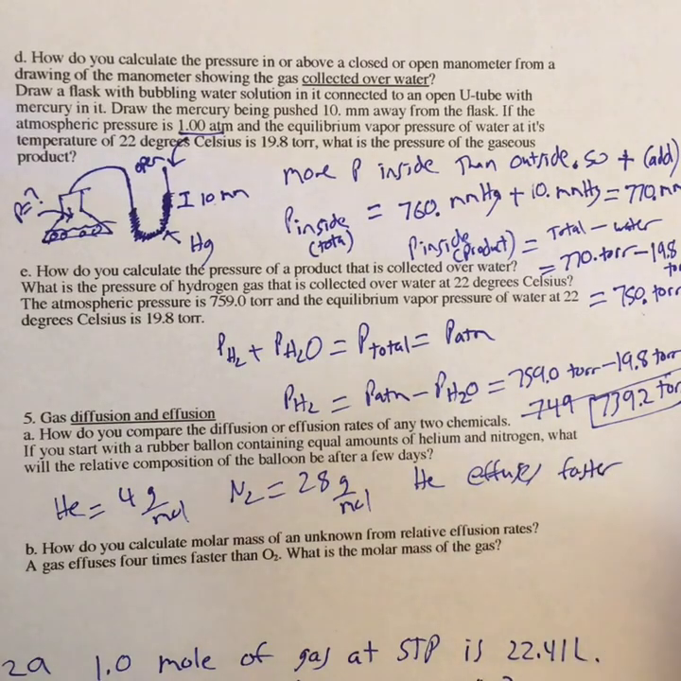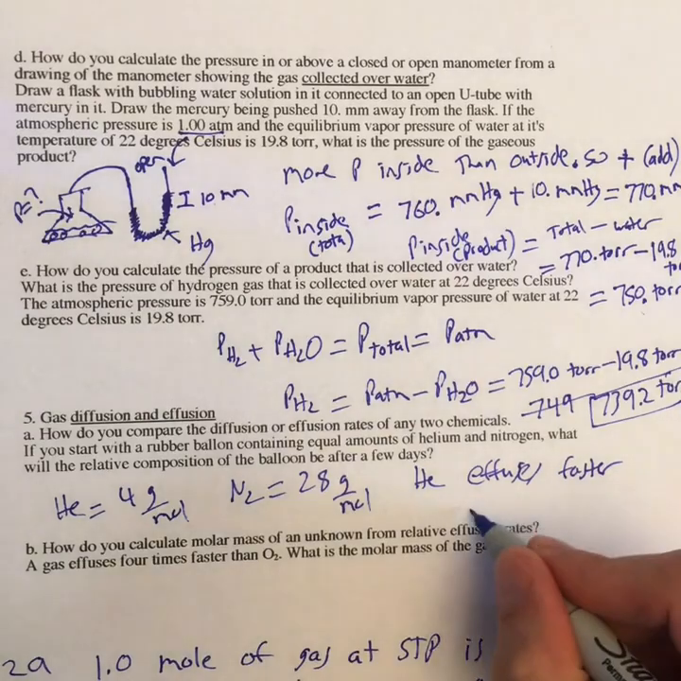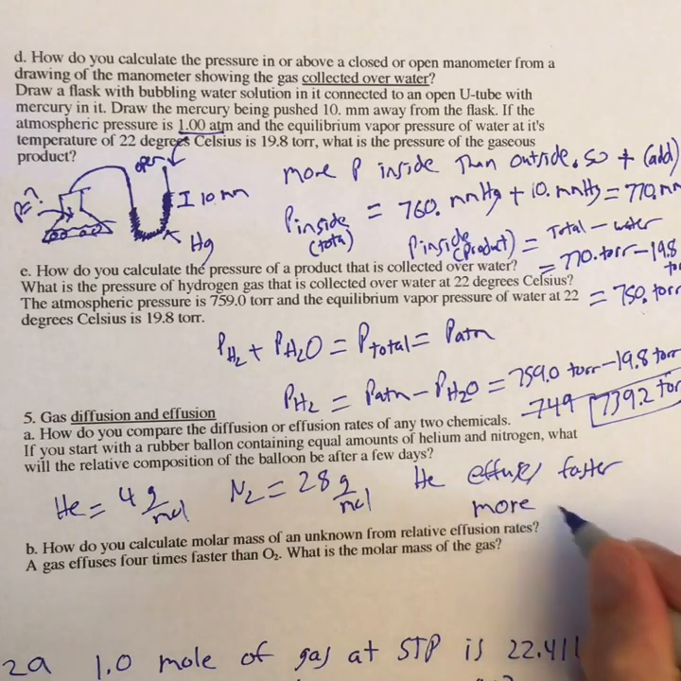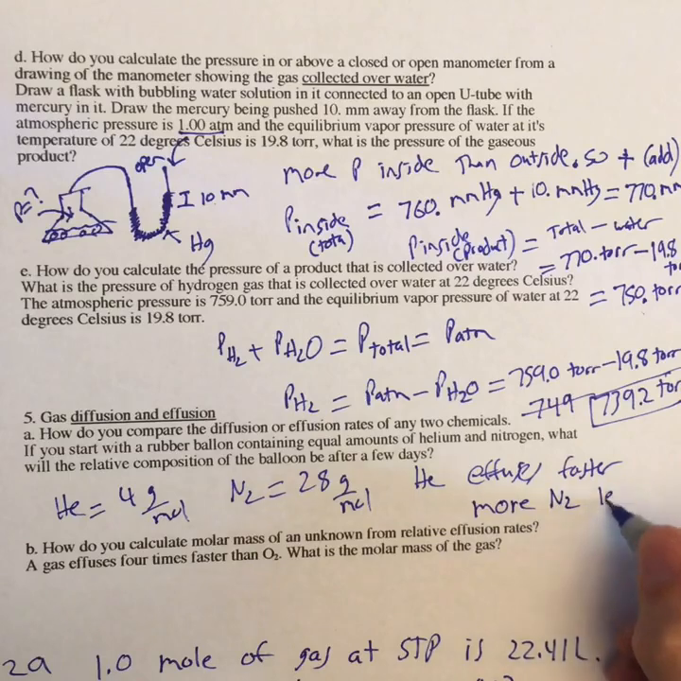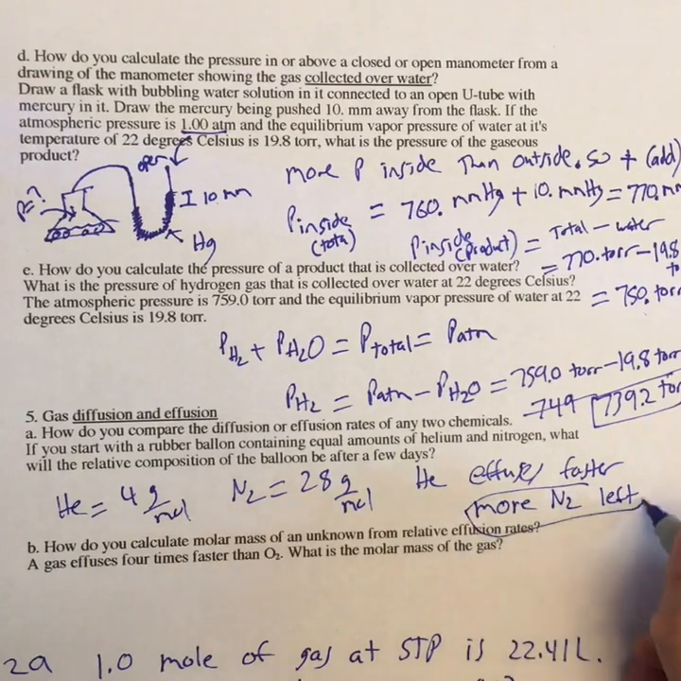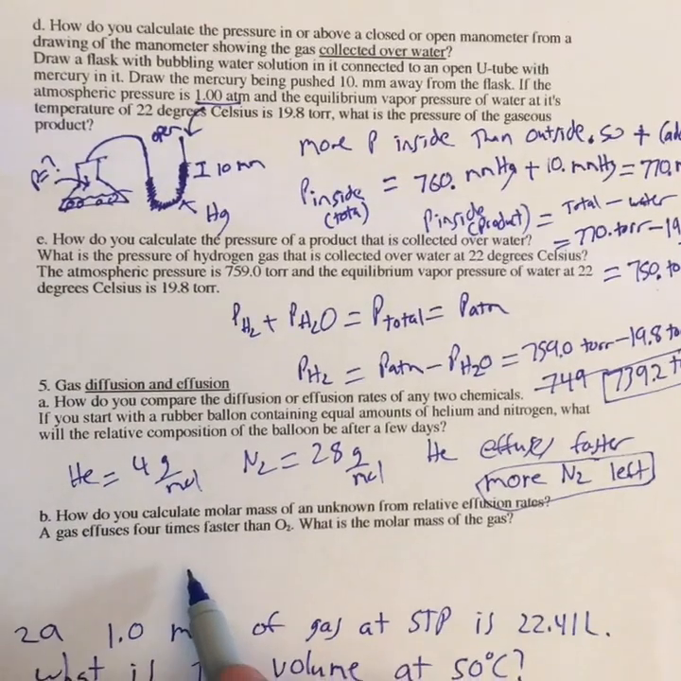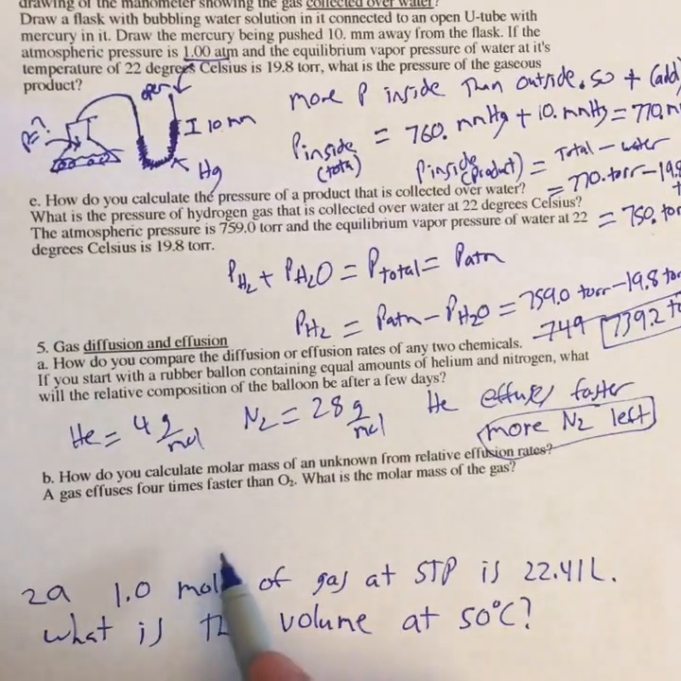So if we start with equal amounts of helium and nitrogen, then over time helium leaks out, escapes through the hole because of its motion and contacting the hole faster. So eventually there's going to be more nitrogen left. Okay, and then this is not on your equation sheet. Sometimes this shows up on the AP test, this equation for calculating molar mass and diffusion rate.